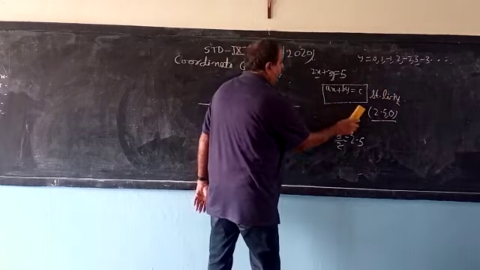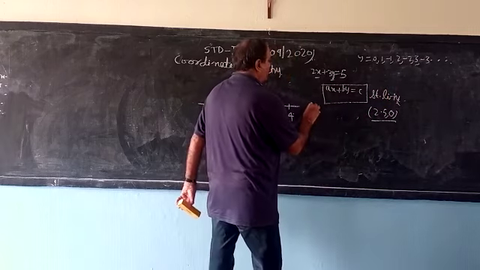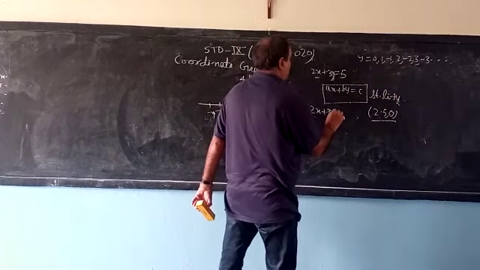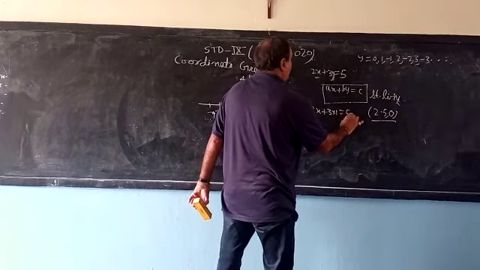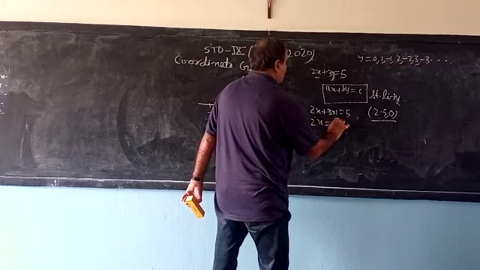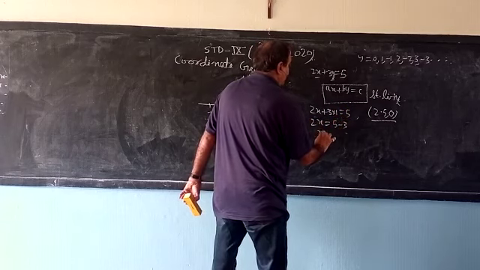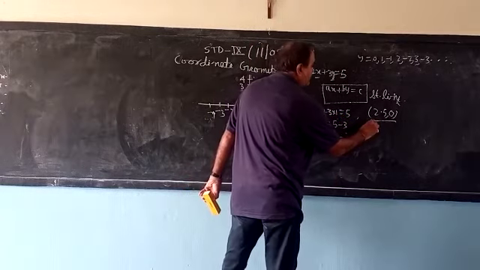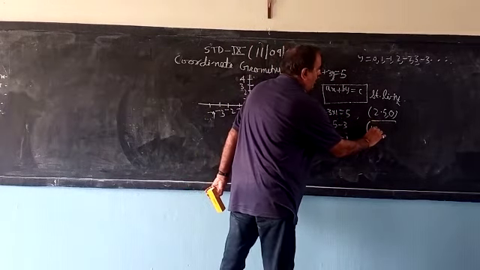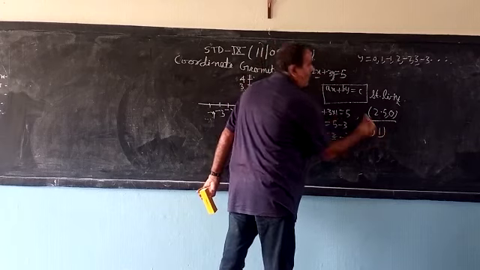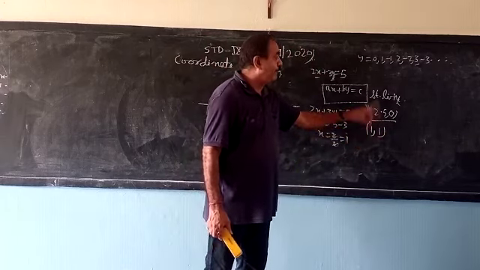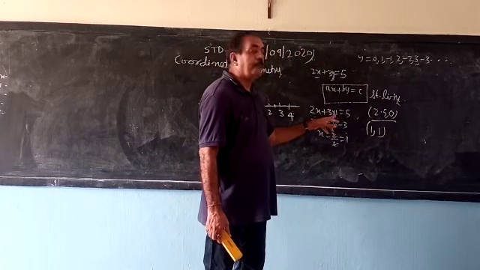Now we will take the next value. 2x plus 3 into y value 1 is equal to 5. 2x is equal to 5 minus 3. x is equal to 2 by 2, so 1. So x is coming 1 when y is 1. The x value is coming 1 when we put the value of y as 1.